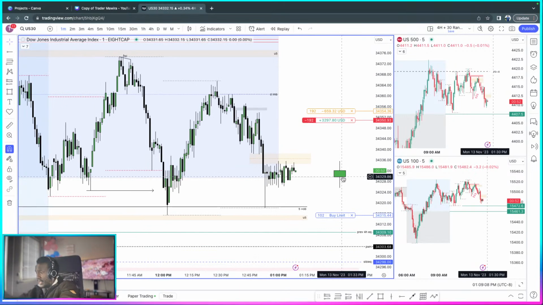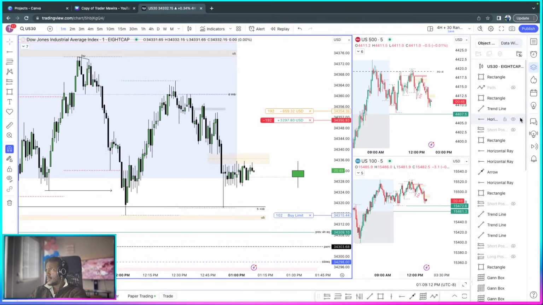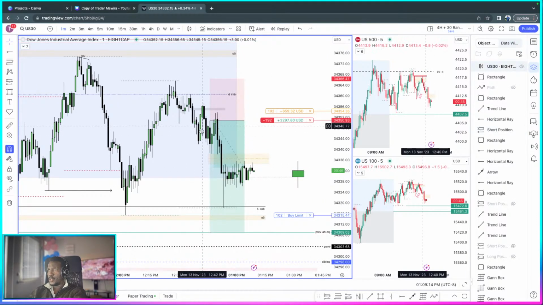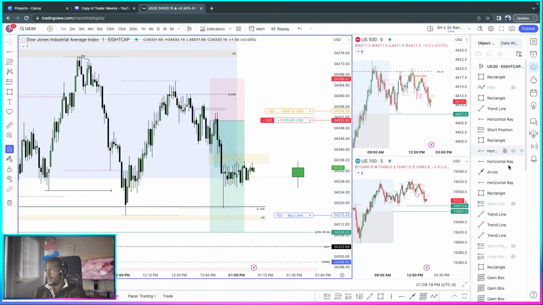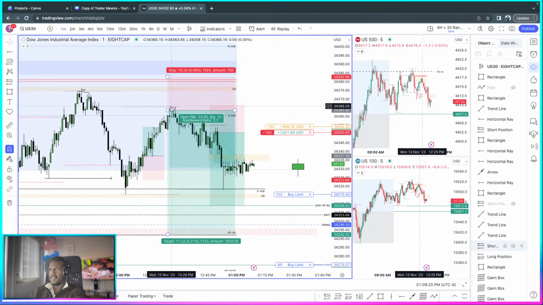So we've taken some really beautiful trades today. We've not taken a loss. So that's the short position that I'm in right now. And then I've also taken a long position. Where is it? Right there. And it just went. So this was the fast one? Yeah.